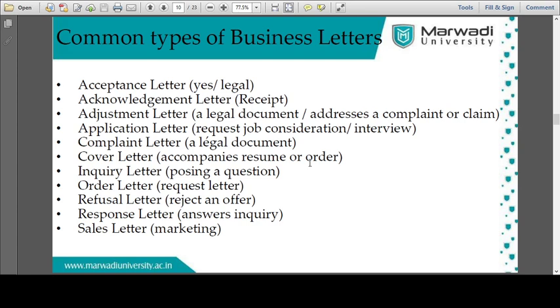Generally this kind of letter is used to apply for a job consideration, or an interview. Next one is complaint letter. For example, any kind of legal document where you need to file a complaint. Next is cover letter. Generally it is used when you are designing a resume, or ordering something. Inquiry letter, order letter, request letter, refusal letter, response letter, and sales letter. You can see on your screen the common types of business letter. We will see one by one in detail.